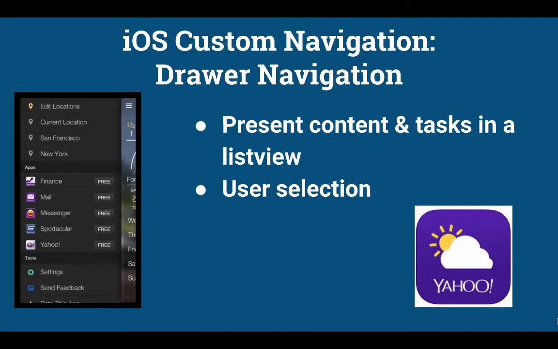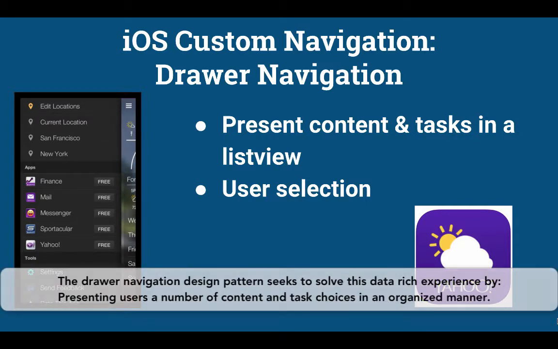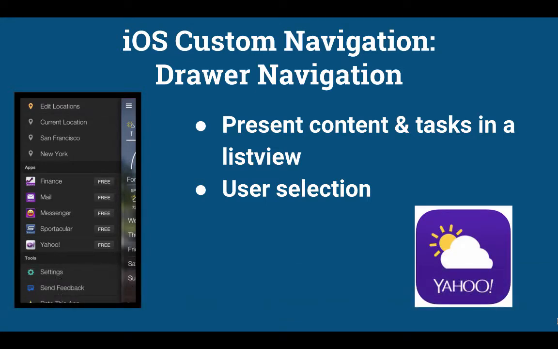In many data-driven apps, such as the Yahoo Weather app, in addition to being presented with weather forecasts, users can view animated maps, add locations, and track weather for their preferred locations. The drawer navigation design pattern seeks to solve this data-rich experience by presenting users a number of content and task choices in an organized manner. By providing more options via drawer navigation, this preserves user-centered design principles by first greeting the user with weather information and then giving them the choice to go beyond that and find out more.